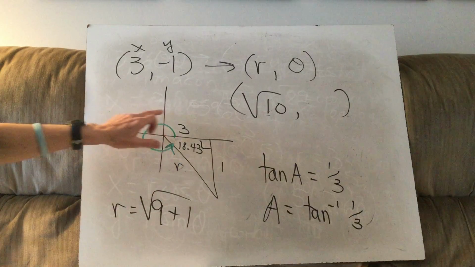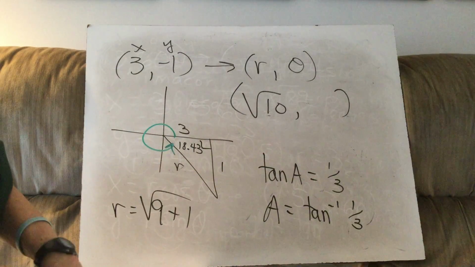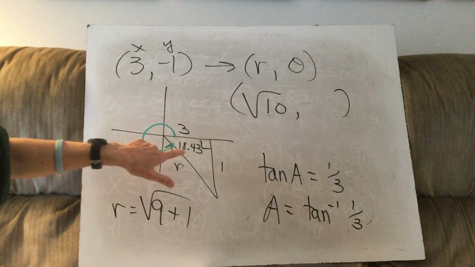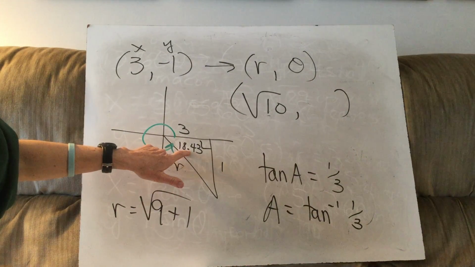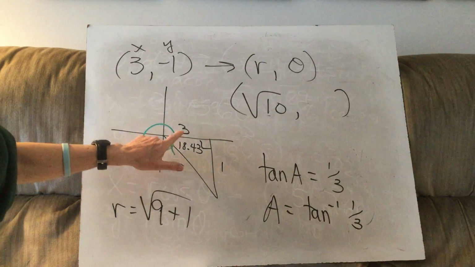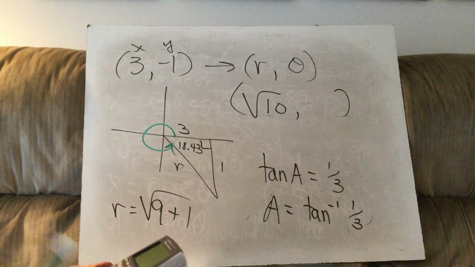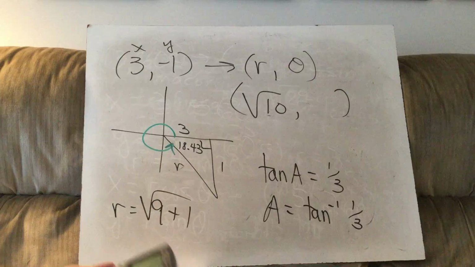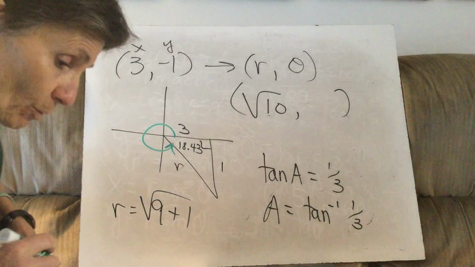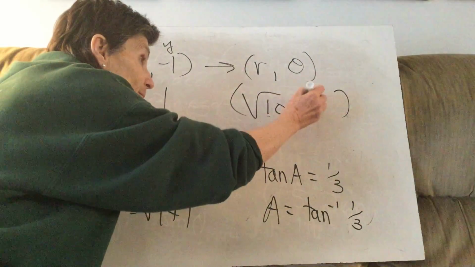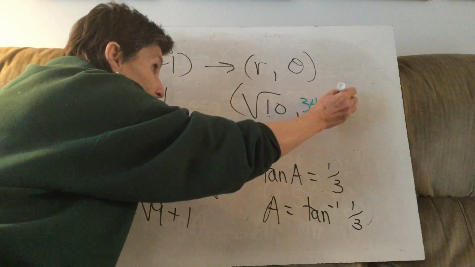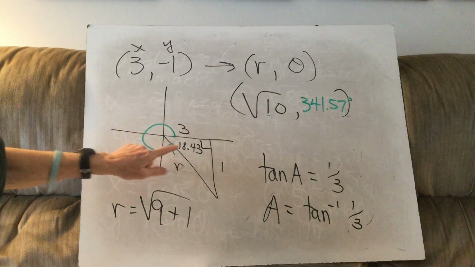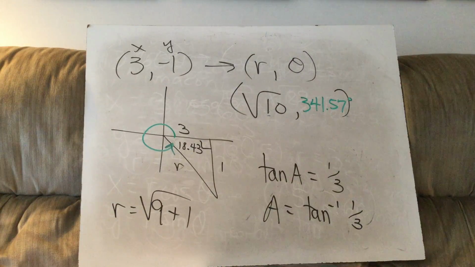How are we going to get theta, the green angle? How are we going to find it? Well, this is 18. All the way around is 360. So what if we do 360 minus our 18 angle? 341.57. And that is your theta. 360 minus that much.